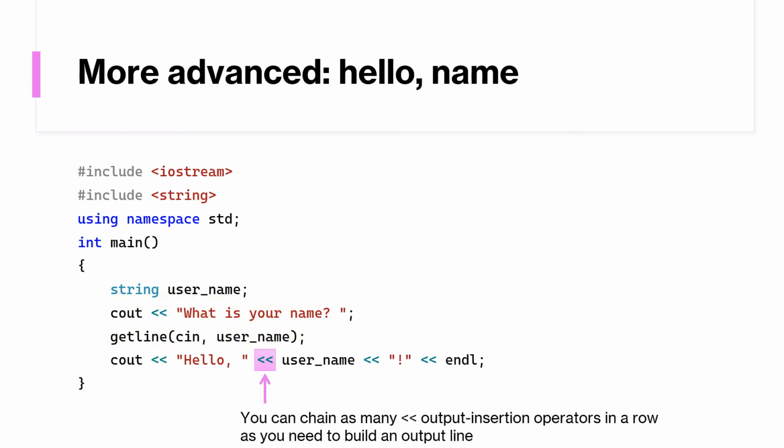Note for the output that you can chain as many of these less than output insertion operators in a row as you need to build an output line. You can also space them over multiple lines if you need to. You could do cout, less than less than, hello, less than less than, username, and then put a semicolon and then start a new line that said cout, less than less than, exclamation point, less than less than, endl. Until you have the endl operator, it's going to keep building the same line of output. So it doesn't matter how many output statements you break that into.